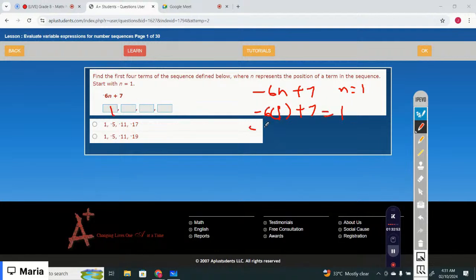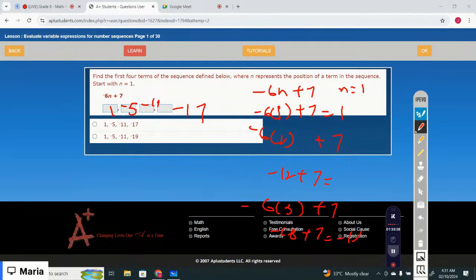So 1 it is. Now n is 2. Negative 6 times 2 is negative 12 and negative 12 plus 7 is negative 5. Option number 2 is the correct option, right? For the third one, that is negative 6 times 3 plus 7. Negative 18 plus 7 is negative 11. The next one would be negative 17. So they are 1, negative 5, negative 11 and negative 17.